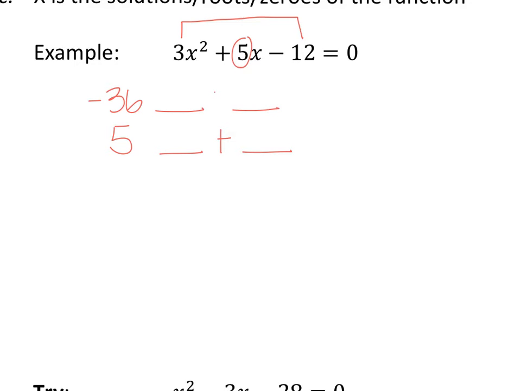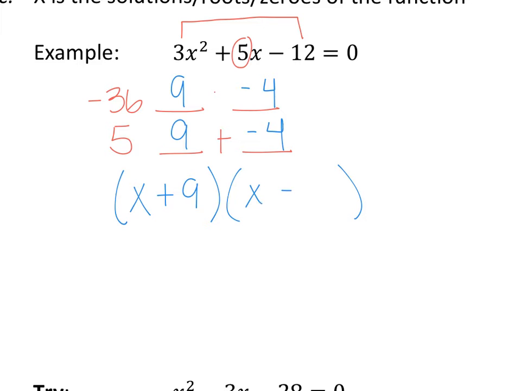And it might take you a few minutes to figure this one out, but I'll go ahead and do it. It is 9 and negative 4. 9 and negative 4 multiplied is negative 36, and 9 and negative 4 added together is 5. So what you do is you go to your x, bring down your factors, x plus 9, and x minus 4, just like we did before.